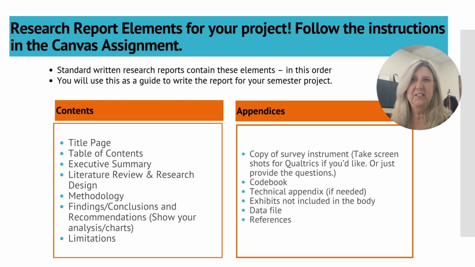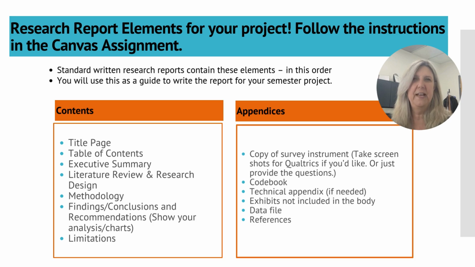Now, the second thing you're going to do is create a table of contents, because these reports tend to be a little bit long. And if the person wants to go directly to a particular portion, they're going to be able to do that very quickly. An executive summary. I'll talk about this in a minute, but it's really important that you have the key information in a bulleted list for that person. Literature review, the methodology, the findings and conclusions, and the limitations. So we'll talk about those.